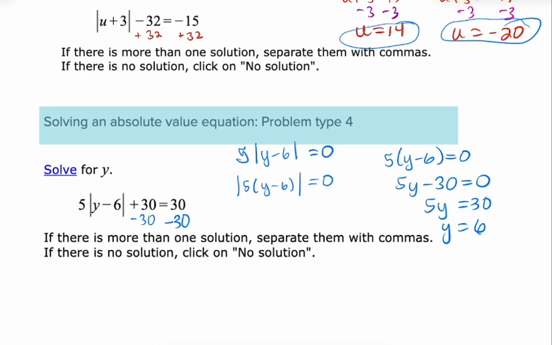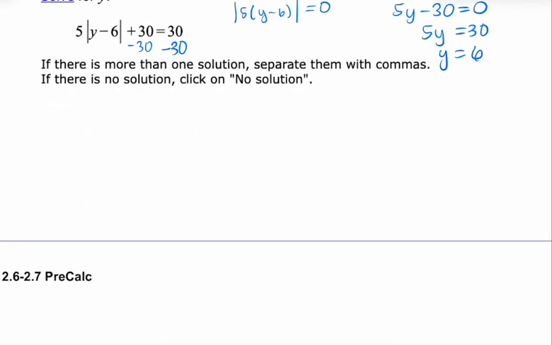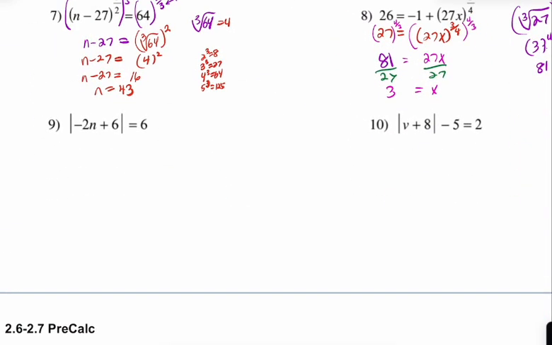Okay. If you check it back in your original, 6 minus 6 is 0, times 5 is still 0, plus 30 is 30 indeed. So it works just fine. It's awesome. Now, on your homework, there are only 2 absolute values, but I need you to add 2 more. There's a few different cases, so I want you to explore some different cases here.